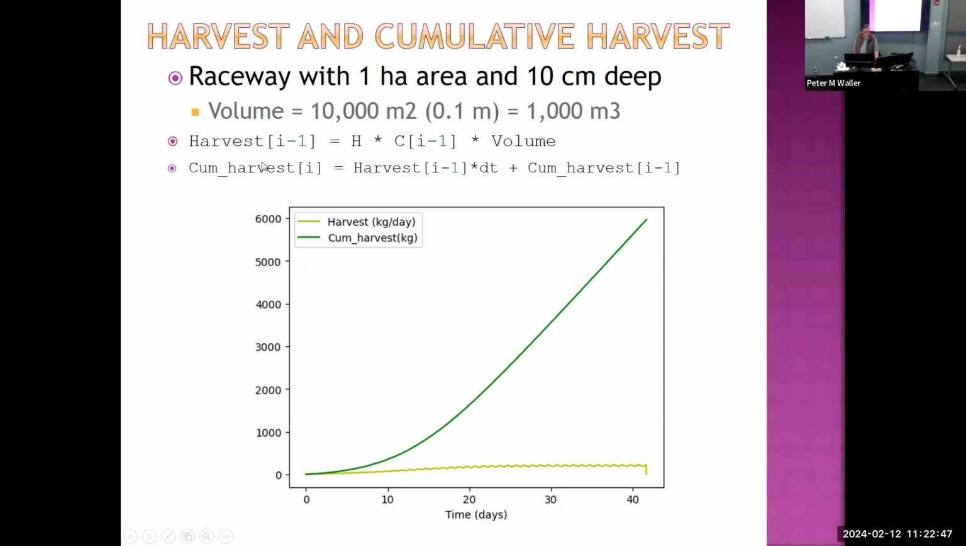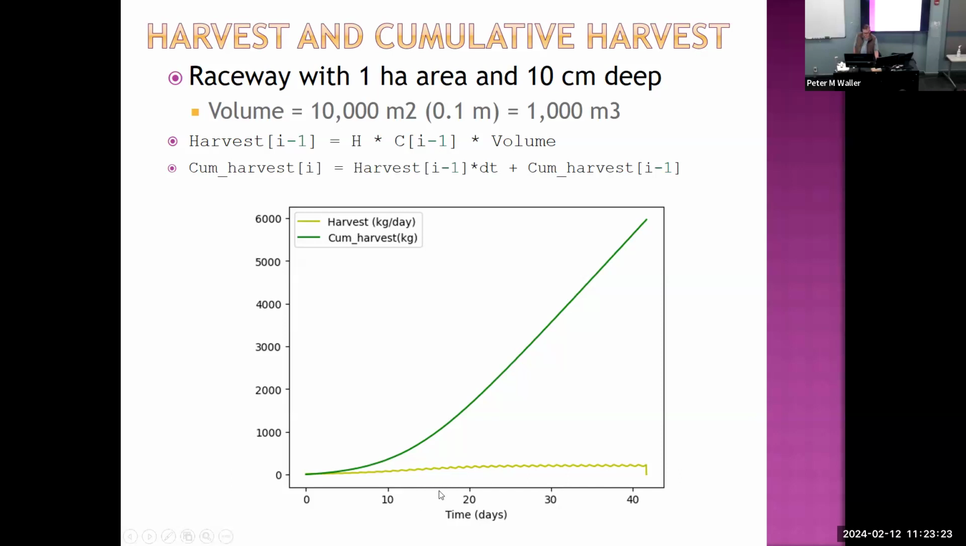And so you're going to have to set up some vectors in your model. You're going to have to add a harvest numpy array and a cum harvest numpy array, and make a new plot with harvest and cum harvest. And so you can see that my harvest is 6,000 kilograms. My cum harvest is 6,000 kilograms.